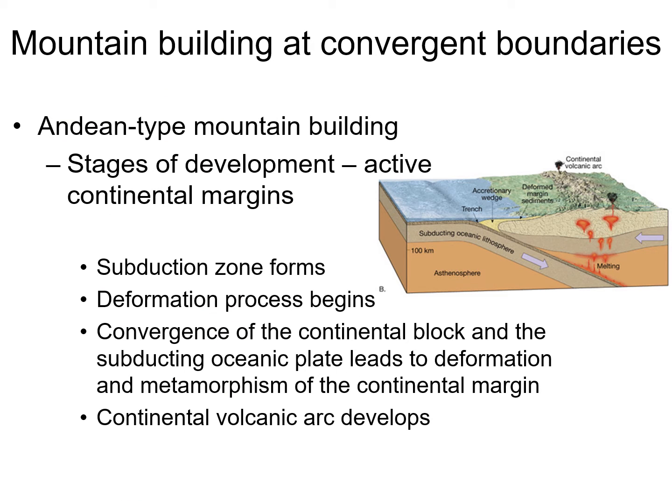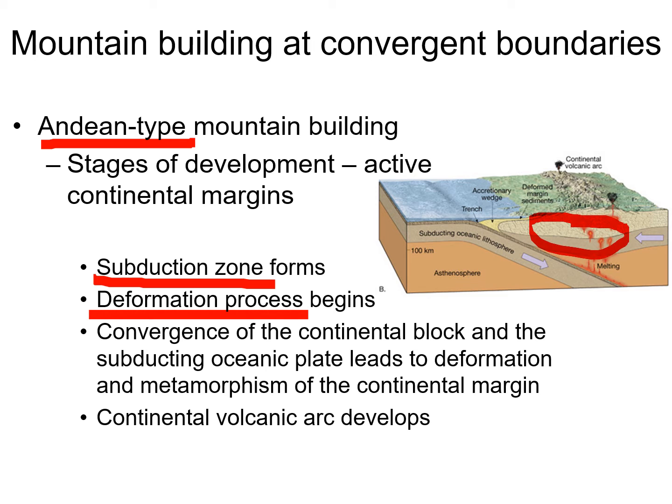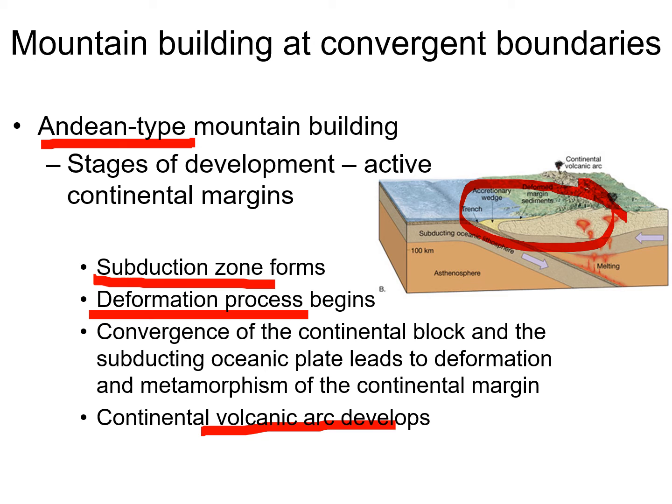So just by way of review, with Andean type mountain building, we have the subduction going on offshore. Because of compressive forces, we get deformation kicking in, and so we'll get lots of folding and faulting and maybe some metamorphism happening. And that will lead to also the volcanic arc on the overriding plate. And so that is some of the things that we see on that leading edge of the continent.